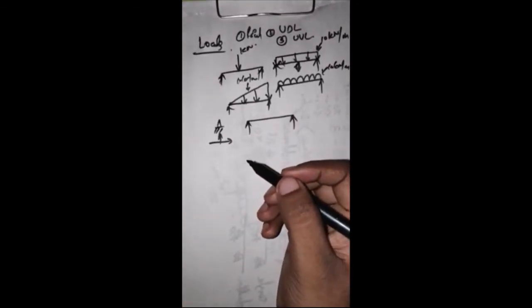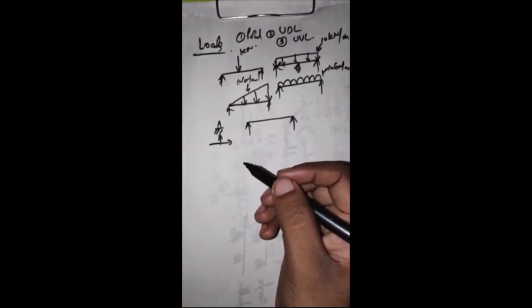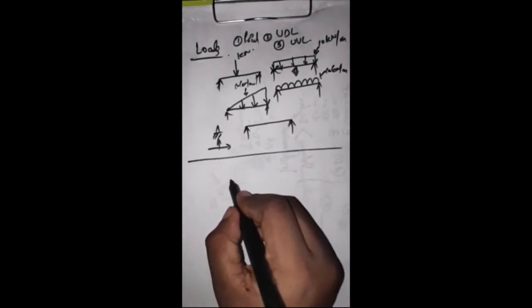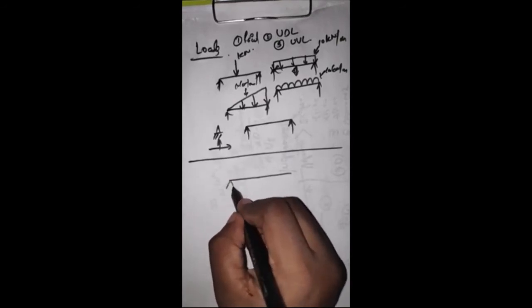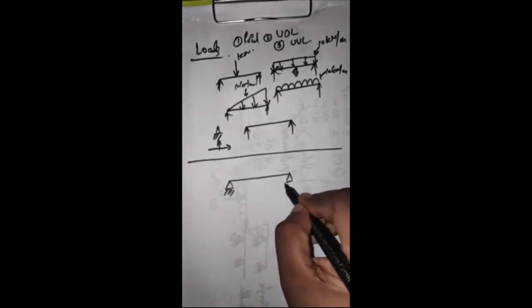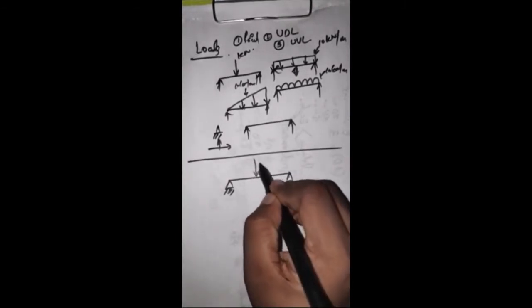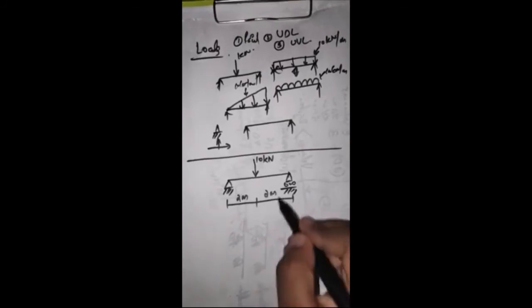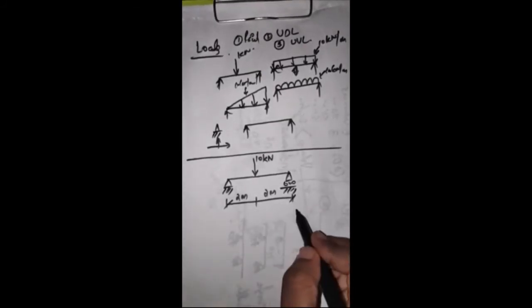Now let us take an example of how to find the reactions. We are given a simply supported beam. A beam is given, acted upon by a force of 10 kilonewton, and the lengths are given as 2 meters respectively. That is, the total length of the beam is 4 meters.